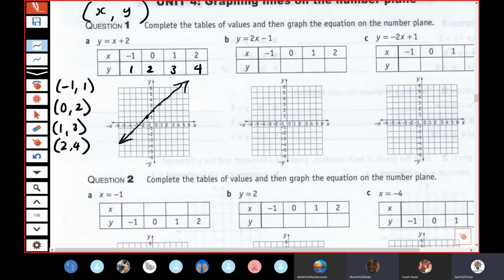Not too bad. Sam, can I try question 1B? Yeah, let's do it. Okay.